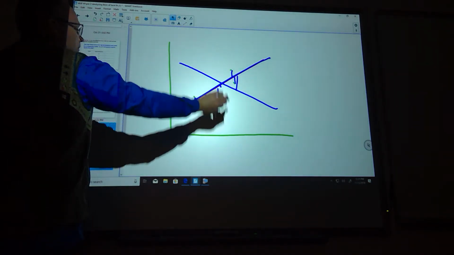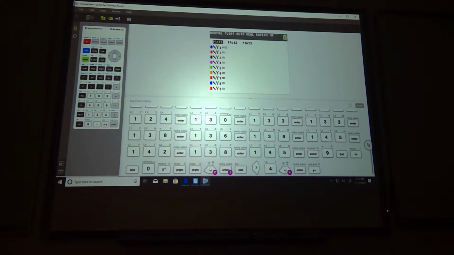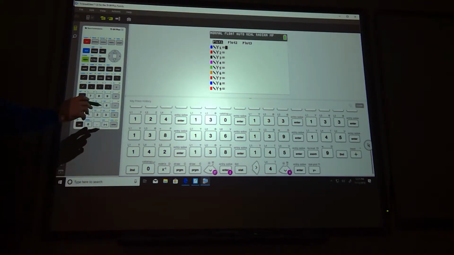Okay? All right. So we're ready to plot this on our calculator. Hit y equals. You with me? You should be fine. Hit y equals. It should be still stored. All right, still with me?